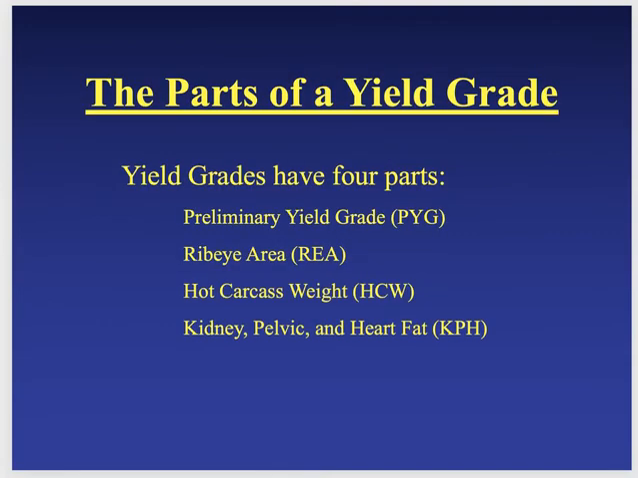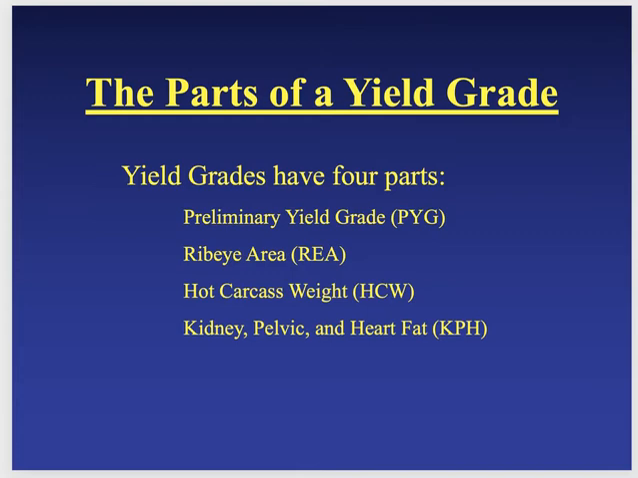So yield grades basically have 4 different parts. Now this is something that will show up on an exam coming forward. Should be your final exam, and so this is definitely something to look into. The first one is preliminary yield grade. We also denote that as PYG. Ribeye area, we signalize that as REA. Hot carcass weight, HCW. And kidney, pelvic, and heart fat, KPH.